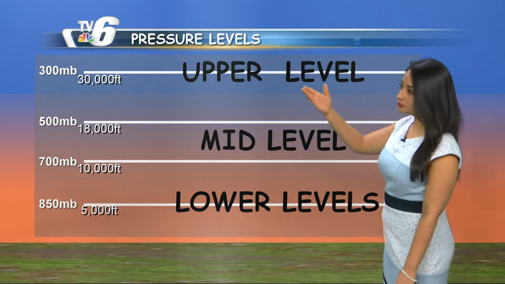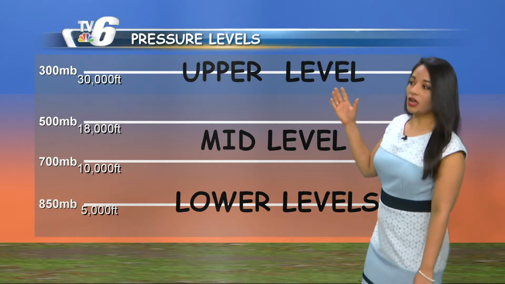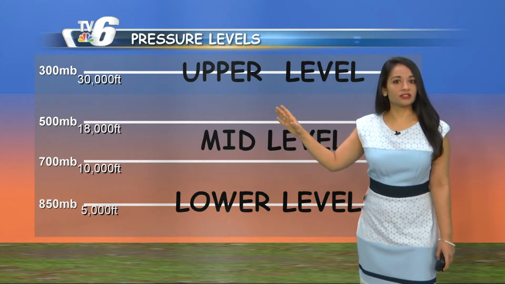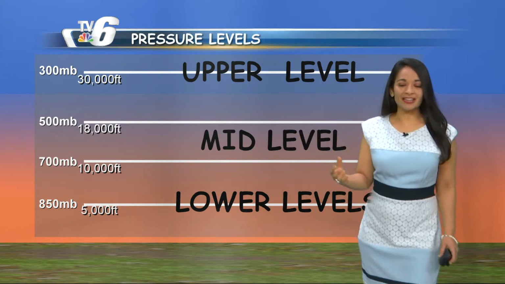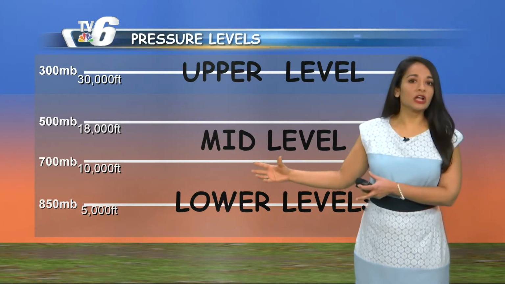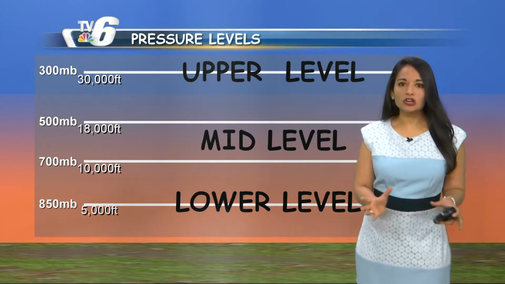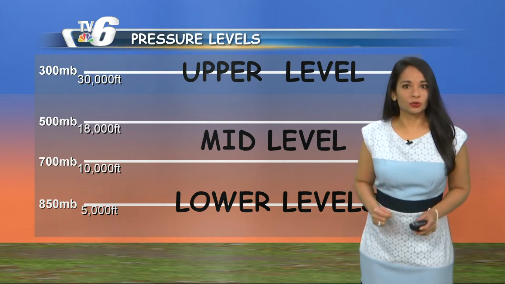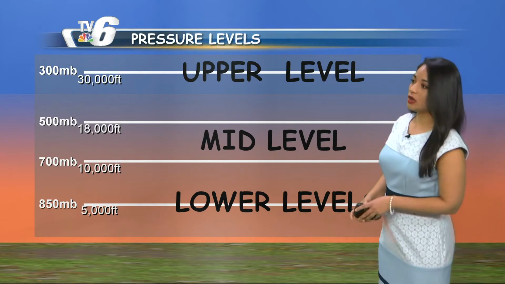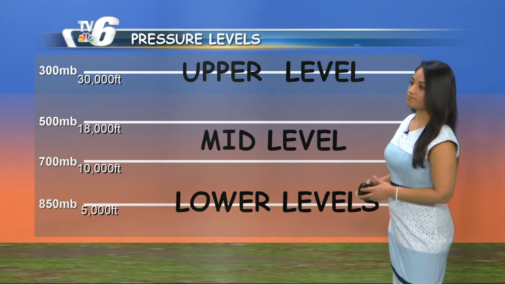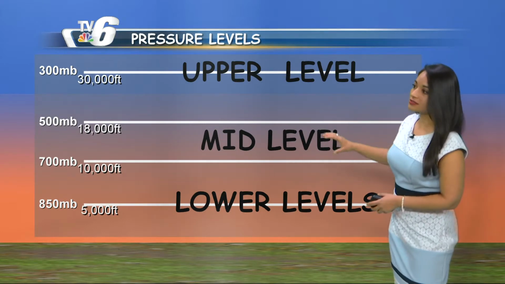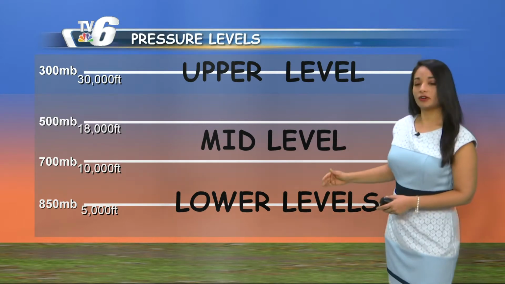For example, the upper level flow, you've probably heard that before, right? That's what is known as the jet stream, okay? And the jet stream is basically a river of fast-flowing air, and it helps steer a system in a given direction, okay? So it's what helps move it into a specific area. So we really look at the upper levels for that.